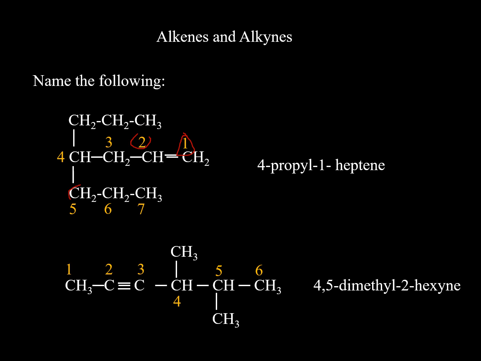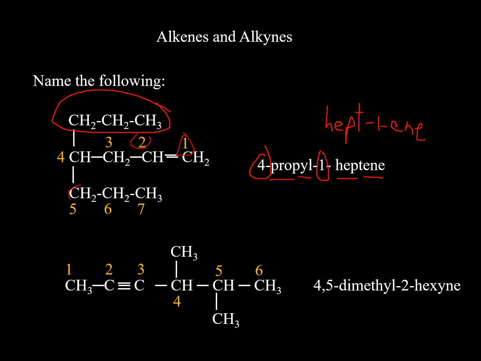So we identify where the double bond lives. First we write hept, because there are seven carbons in the longest chain. We say ene, because there's a double bond, and that double bond lives here on carbon 1, so 1-heptene. Then there's a branch here that contains three carbons, so prop is three carbons, yl is a branch, and that branch lives on carbon 4. So this is called 4-propyl-1-heptene. In some textbooks, instead of 1-heptene, you can write hept-1-ene as well.